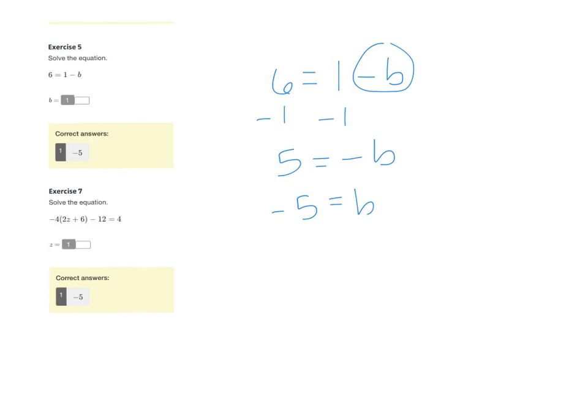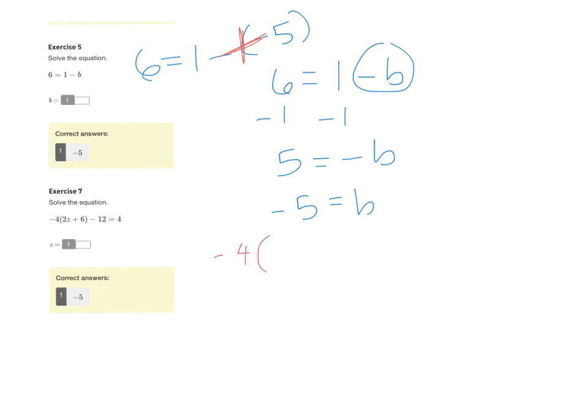Now if you wanted to check it, you could come right up here to the top. 6 is equal to 1 minus negative 5. And whenever you see subtract a negative, right, whenever we get this subtract a negative, some people call that keep flip change. I like to think of it as a big plus sign. And 1 plus 5 does equal 6, and we know that we got that one right. Let's take a look at exercise 7.